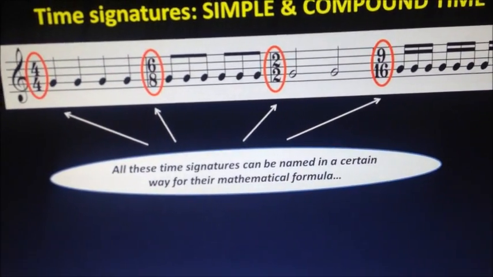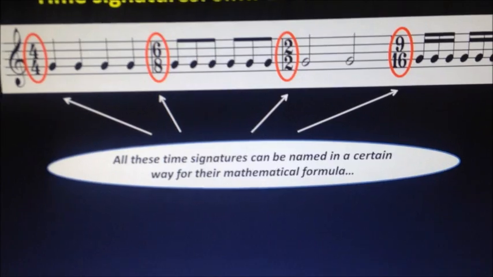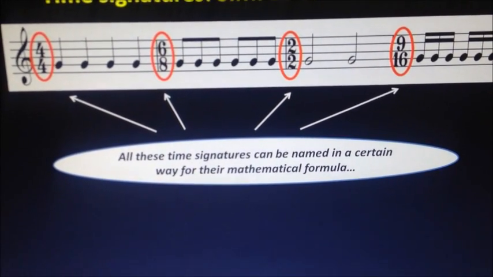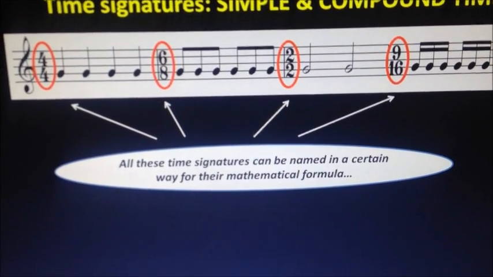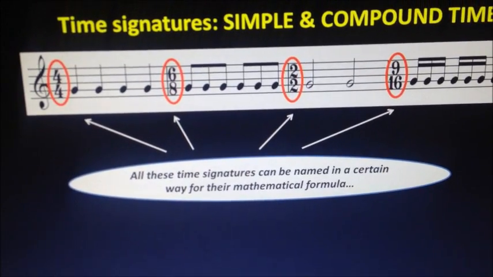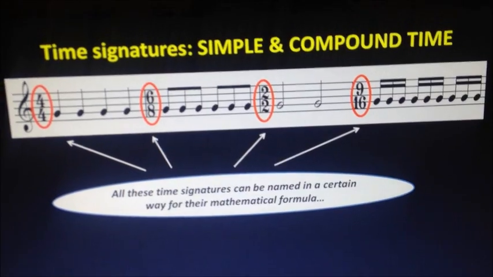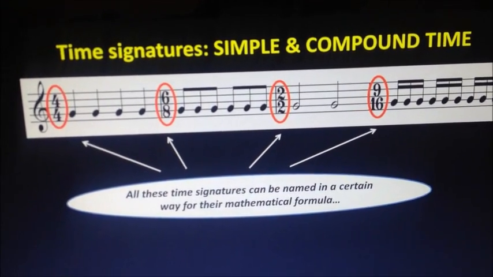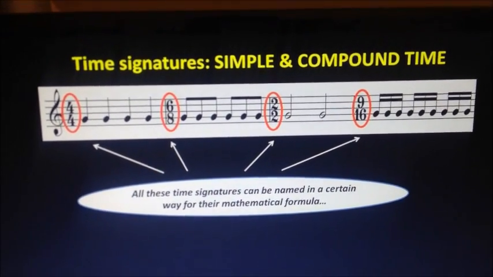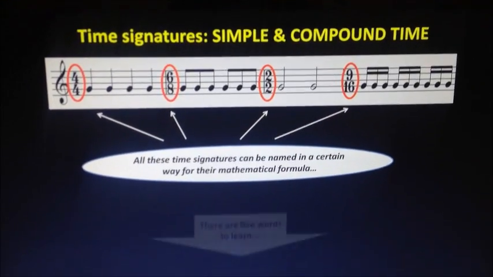Okay, now, this kind of relates to maths a little bit. All time signatures can be named in a certain way. They have a mathematical formula. You've already seen the pattern, hopefully: 2, 4, 6 and 8. Incidentally, it does go up to 32 and 64 for a bottom number, but that would be insanely fast music, so we don't need to talk about that at the moment.